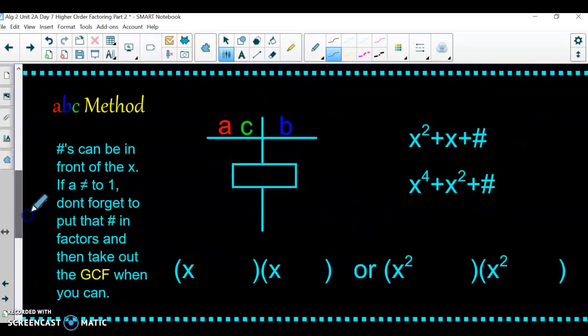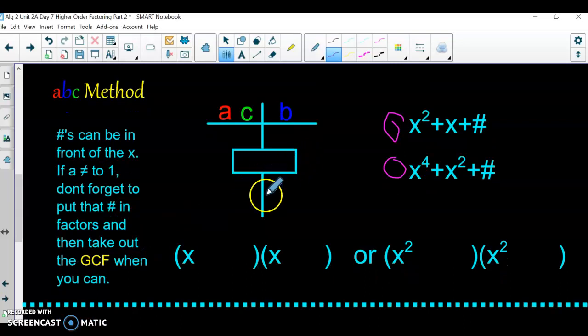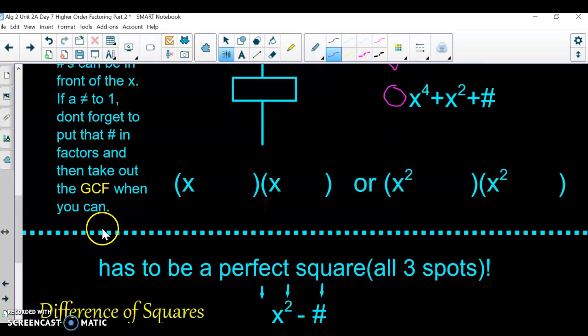And then the ABC method is another one we looked at, where numbers can be in front of x. There can be a number right here or right here in terms of the x to the fourth. If a is not equal to 1, don't forget to put that number into your factors and take out the GCF when you can. So I multiply a times c, whose sum is b. And if I have an x squared, I just separate it as x and x, or if I have x to the fourth, I do x squared and x squared.